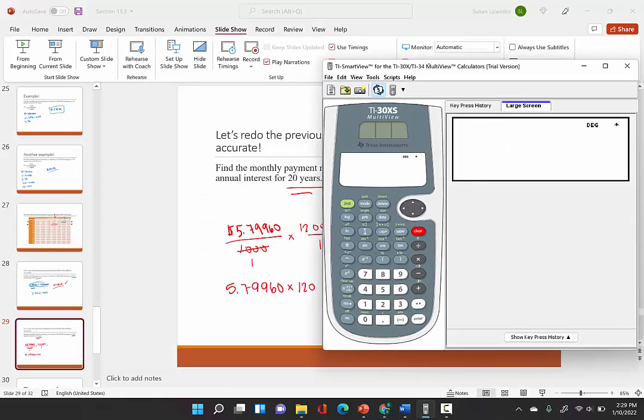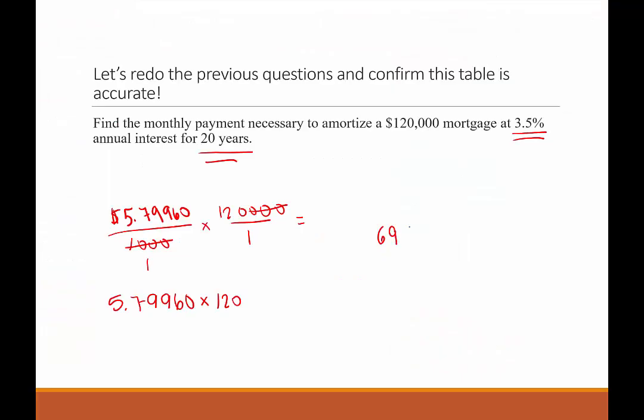Let's find out. Okay, I have my calculator ready. 5.7996. I can disregard that last zero, times 120. There it is, 695.95. So if we can use that table, it makes our lives a lot easier, doesn't it?